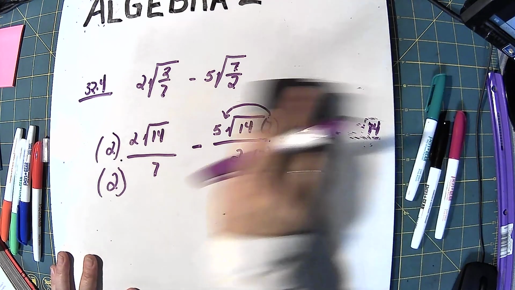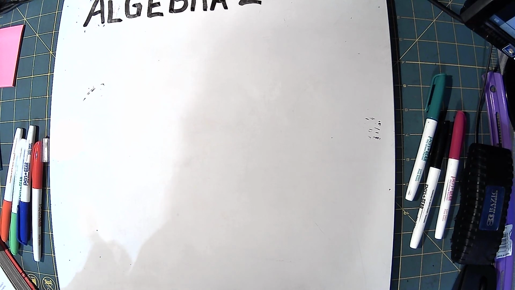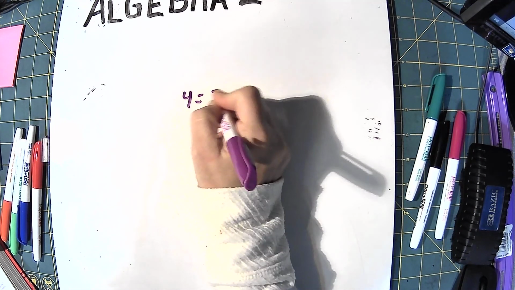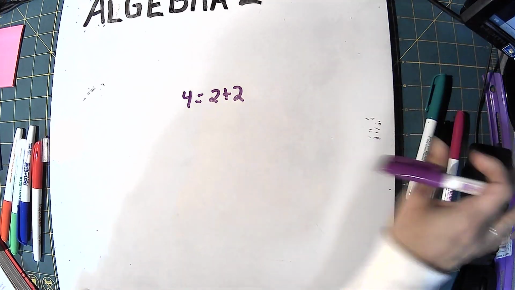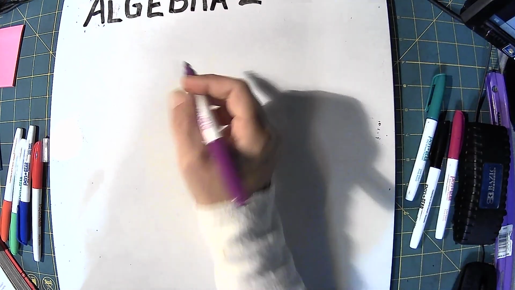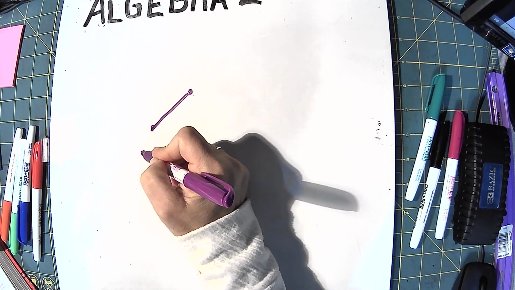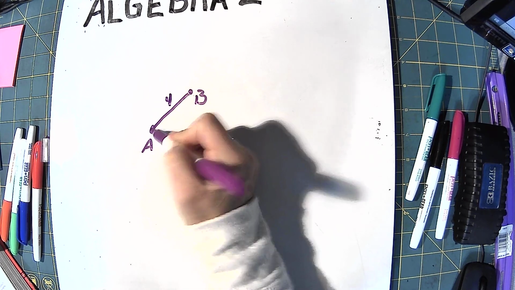Alright, let's see. The next part is congruency. In mathematics, only numbers are equal. So the equation 4 equals 2 plus 2, those can be considered as equal. For geometry, we don't say that geometric figures are equal. We call that congruent. So let's say that we had line AB, and let's say that it's 4 centimeters long.